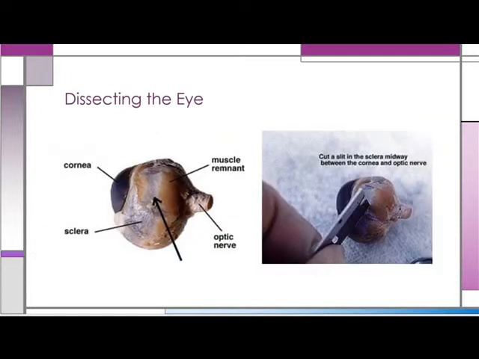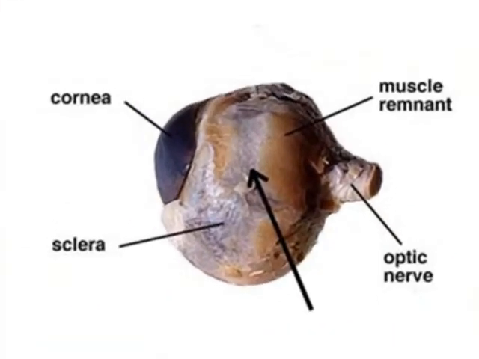If you're wondering why your cornea has such a cloudy look, the cloudy look of the cornea is caused by the death of this tissue. It's transparent when the animal is alive.